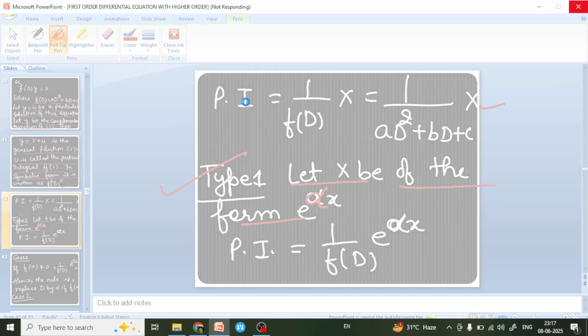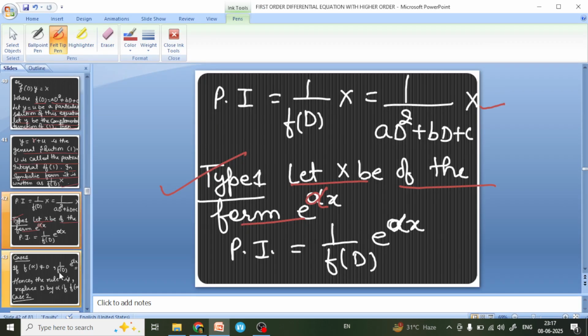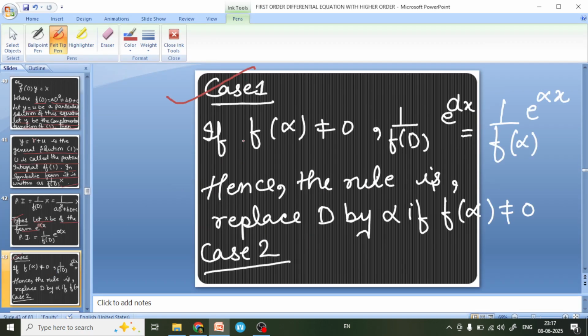And in type 1 there are different cases. Case 1: if f of alpha is not equal to 0, then we can say 1 over f of D e raised to power alpha x is equal to 1 over f of alpha, instead of D we write alpha, and here also e raised to power alpha x. Hence the rule is: replace D by alpha if f of alpha is not equal to 0.